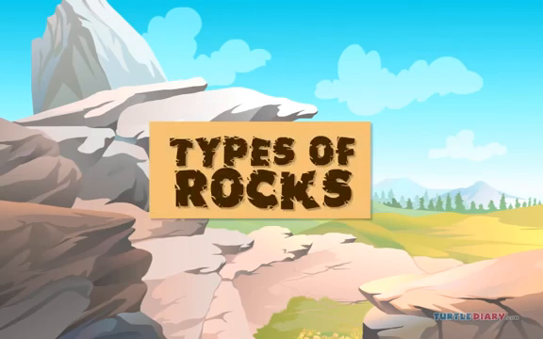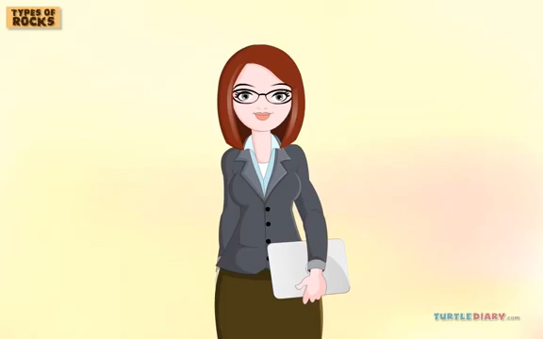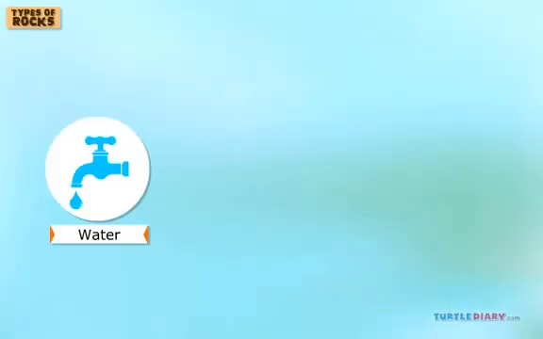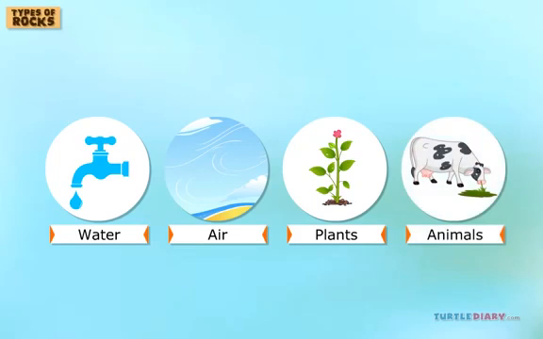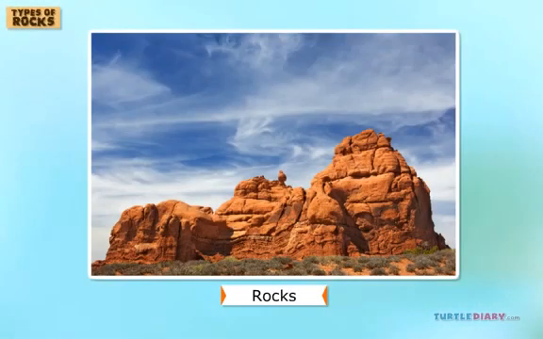Types of rocks. A natural resource is something that is found in nature and can be used by all living organisms on Earth. For example, water, air, plants, animals, etc. Rocks are also an example of a natural resource. Let us learn about rocks in detail.